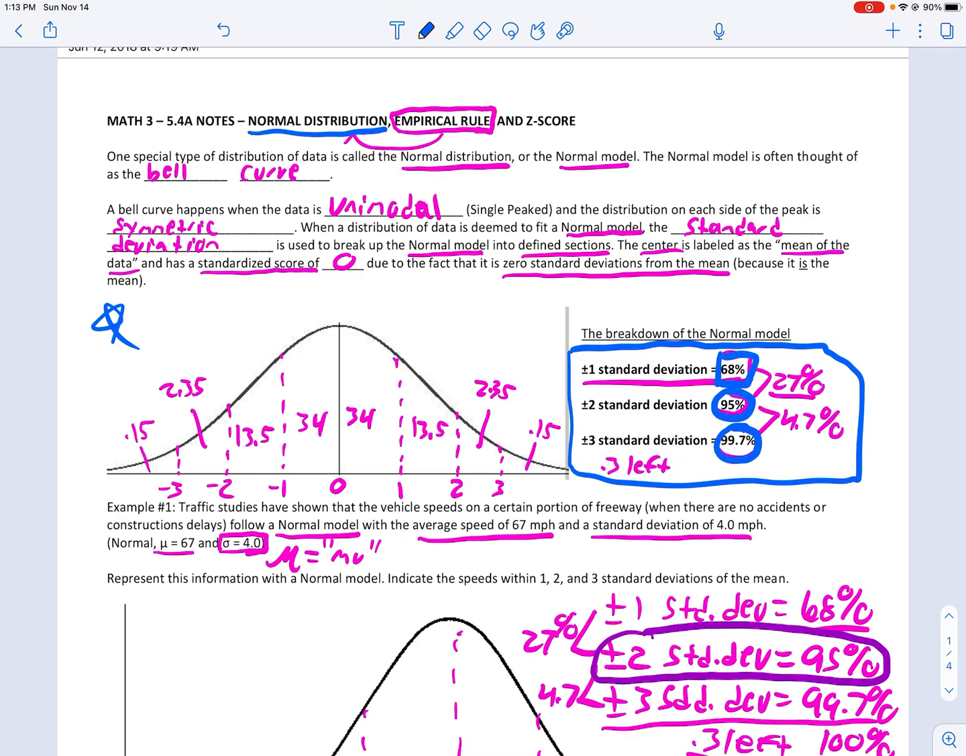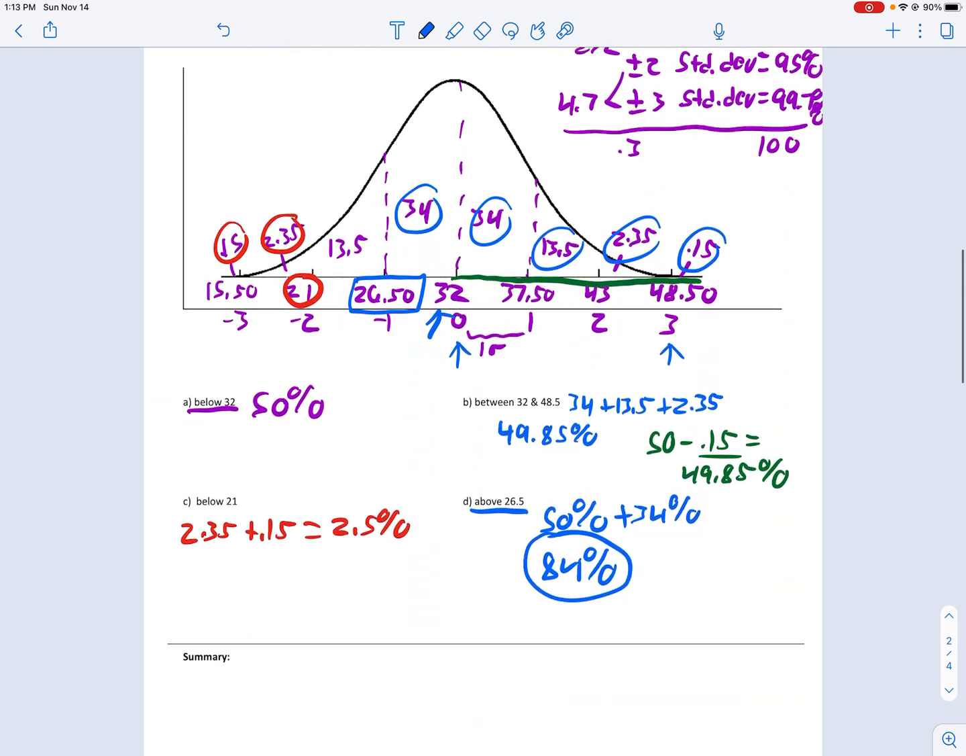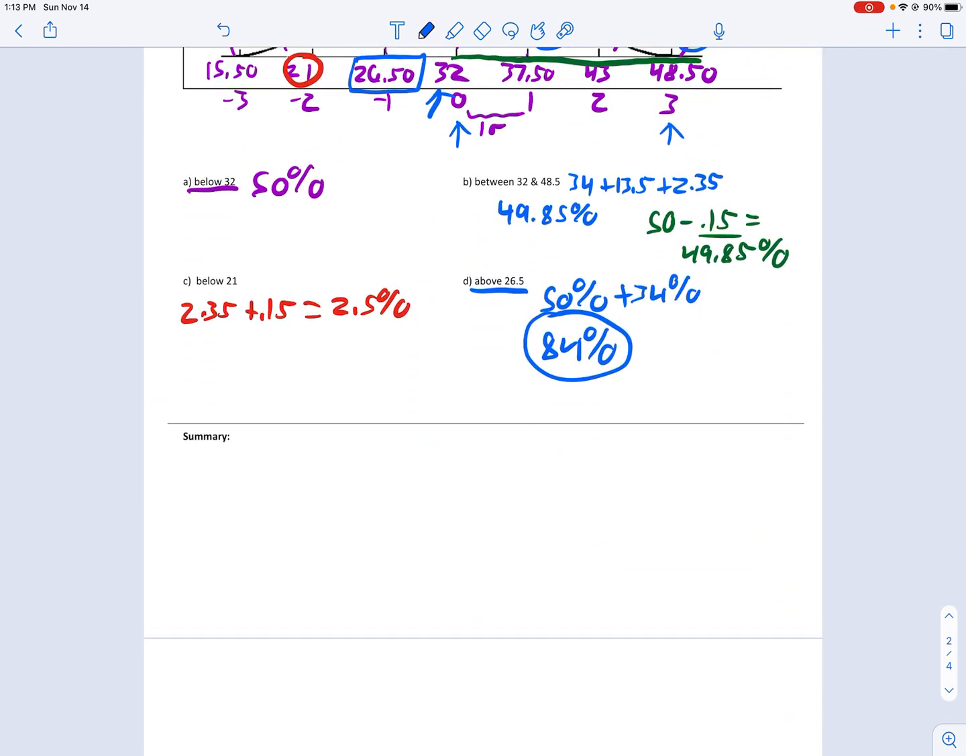So make sure you answer your essential question. Write your summary at the very end by answering that essential question, and you'll be done with your notes.